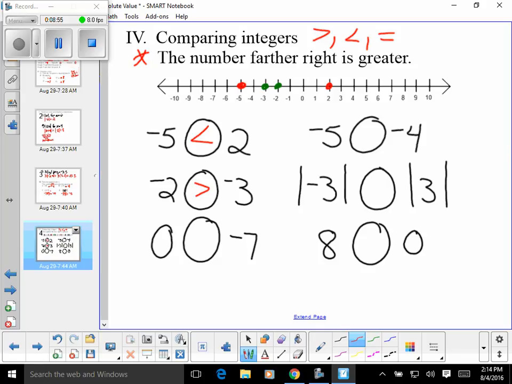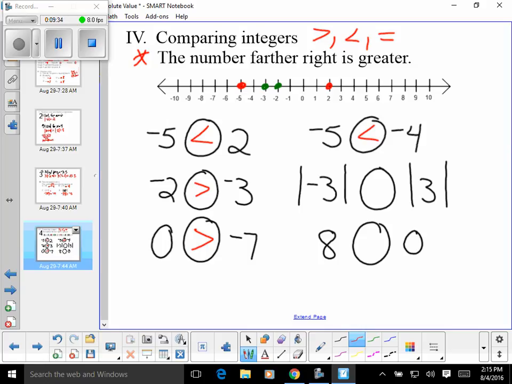Our third example is 0 with negative 7. Yes, the 0 is greater because it's farther to the right. Hard for us to imagine that 0 can actually be bigger than something, but it is. Technically, if you think about it in terms of money, if you have no money, you still have more money than if you owe somebody $7. So that's one way to think of it. Our next example, negative 5 compared to negative 4. So what do you think? Well, this one's got to be less than, because negative 4 is farther to the right.